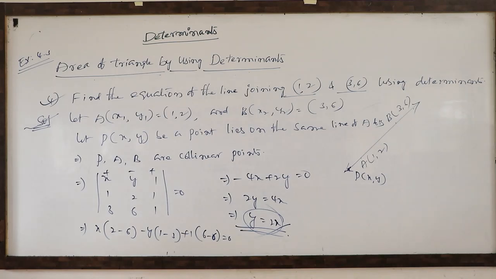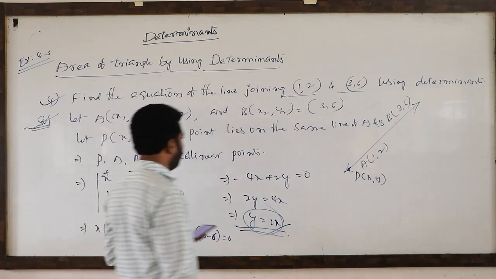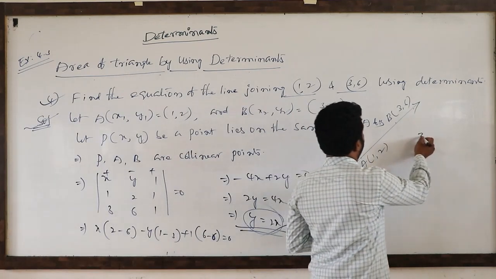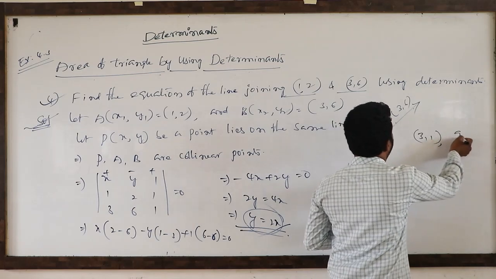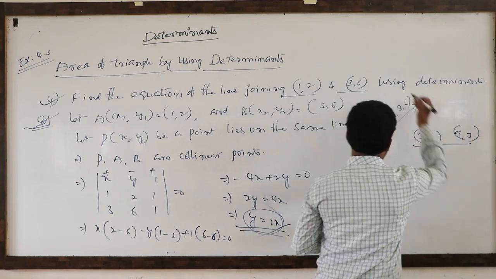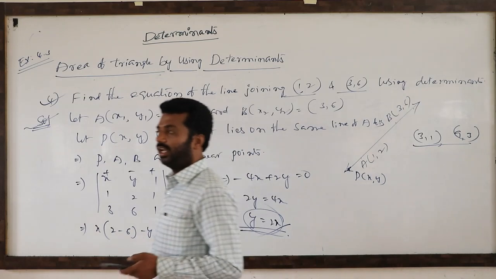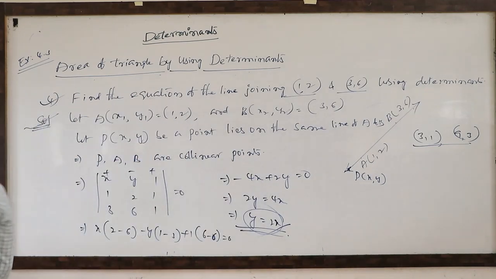In the NCERT textbook, there are some questions. Again, in question number 4, another second bit is there that you have to answer. What is that problem? 3 comma 1, 9 comma 3. Same question: find the equation of the line joining the points 3 comma 1 and 9 comma 3.